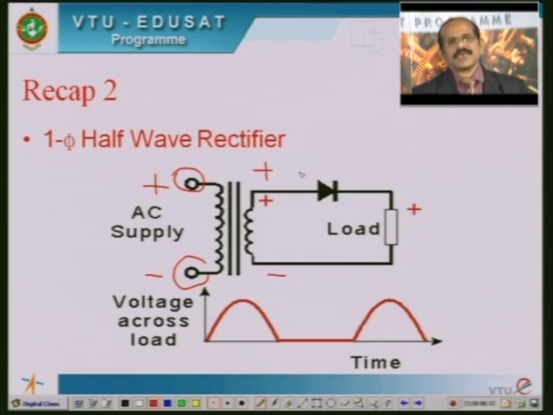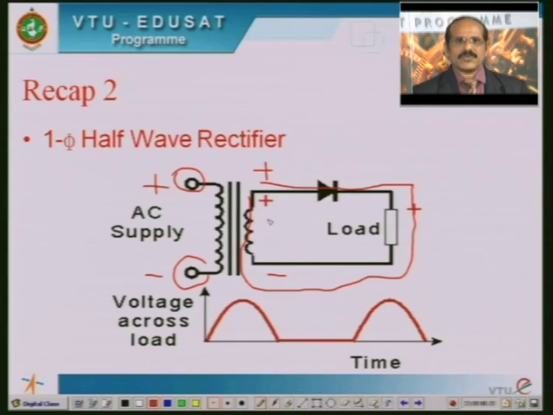Therefore, the semiconductor diode is said to be forward biased. When the semiconductor diode is forward biased, it almost acts like a closed switch. Therefore, the current flows from this terminal through the diode, then the load, and then back to this terminal. So the load terminals are connected to the source terminals and the output follows the input here.